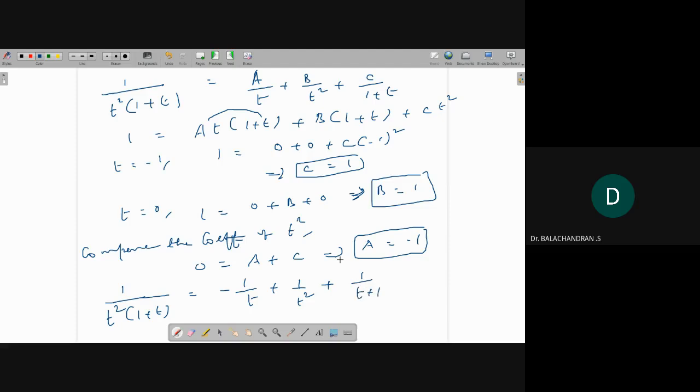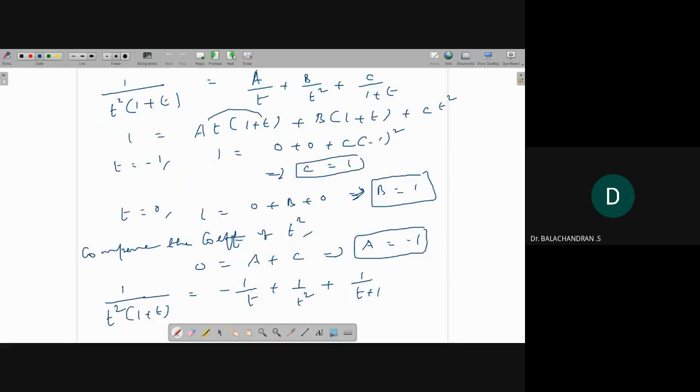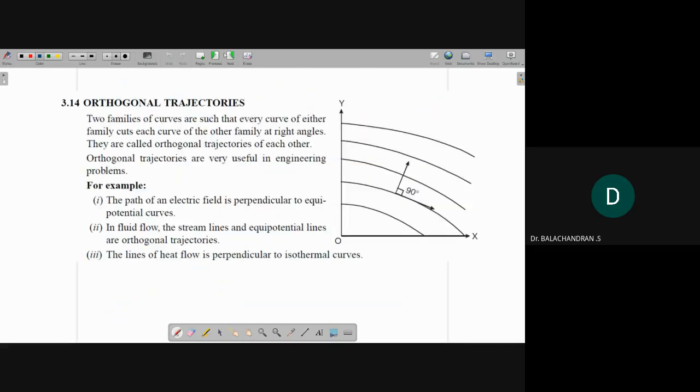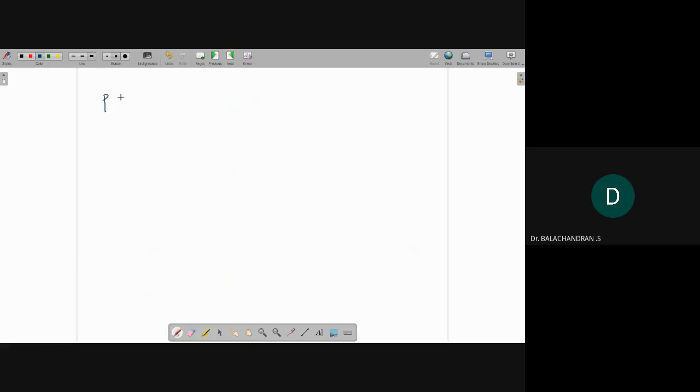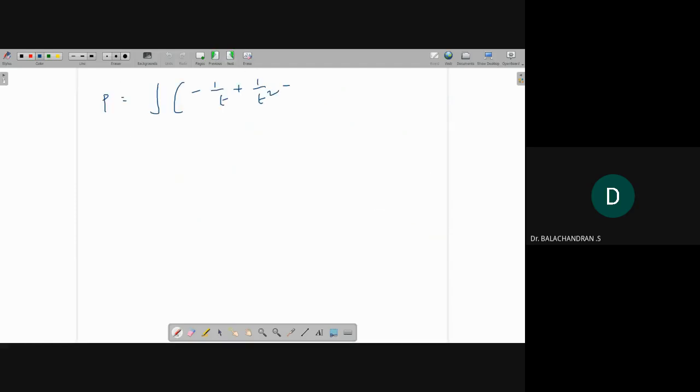So now using this integral. Actually, what is this? This is P. P equal to integral dt by t square into 1 plus t. So P equal to, if you split the function, you will get the integration of minus 1 by t plus 1 by t square plus 1 by t plus 1 into dt.